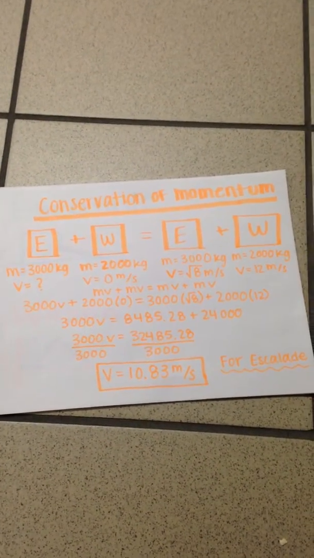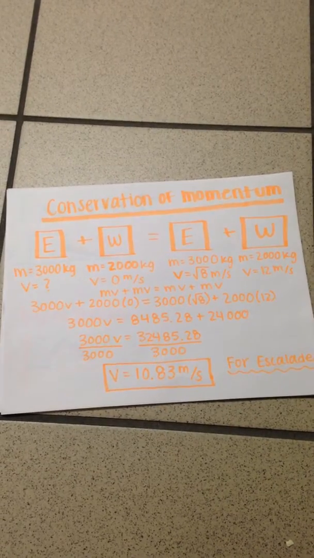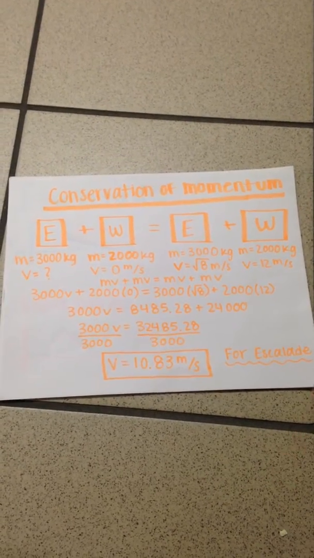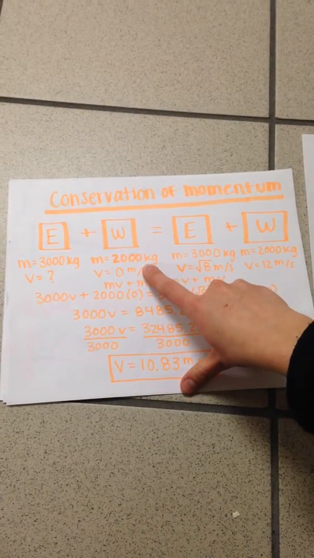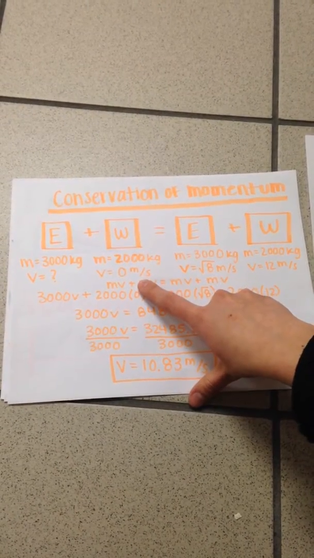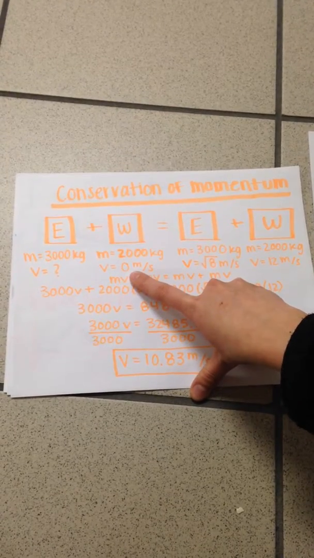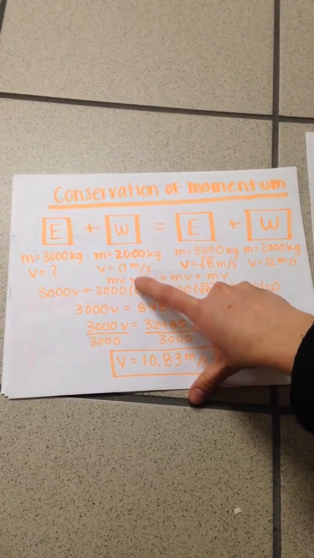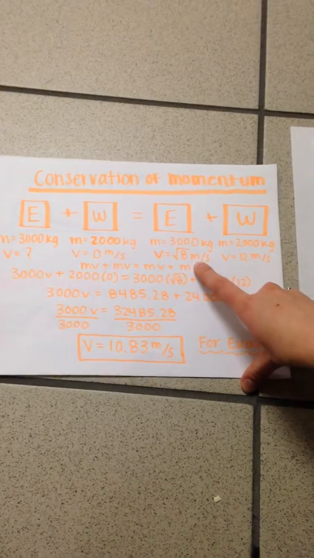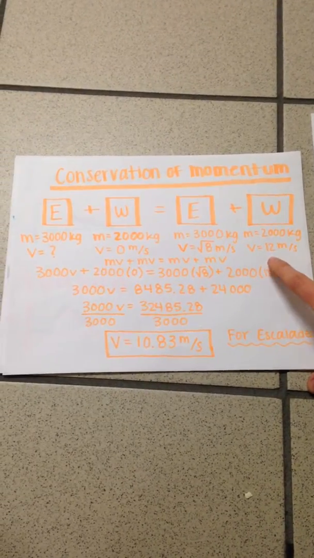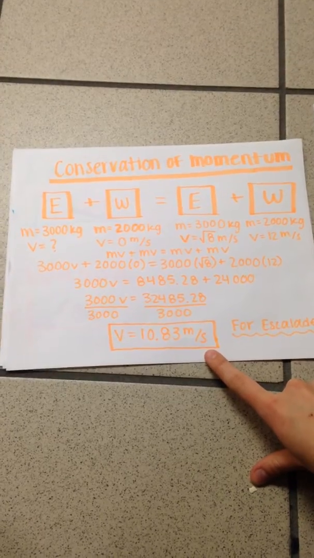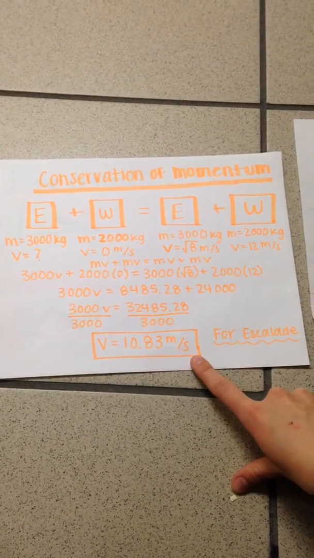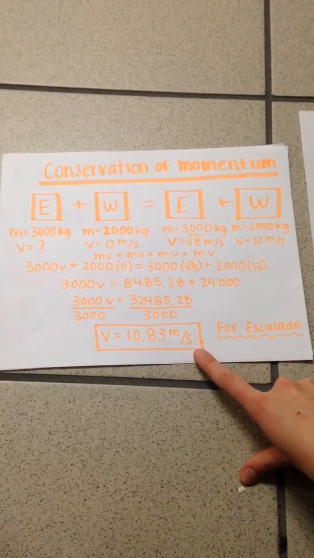We use the conservation of momentum in order to find the velocity before the collision for the Escalade. So we plugged in the mass of both Escalade and wagon, plugged in 0 meters per second for the velocity of the wagon because the car was at rest, and we plugged in the velocities we found for after the collision. Our velocity for the Escalade is 10.83 meters per second.